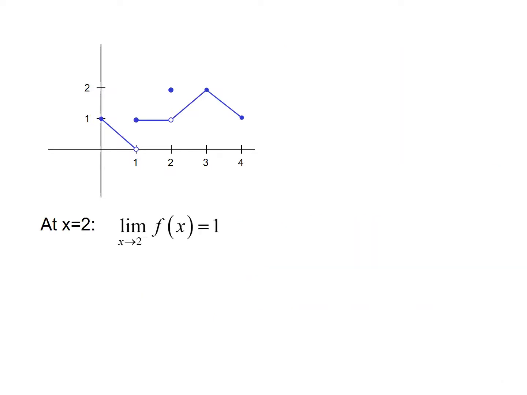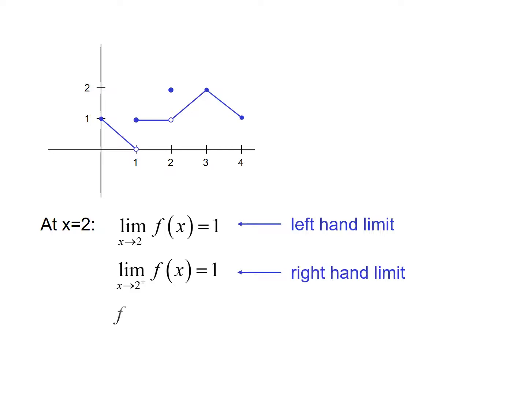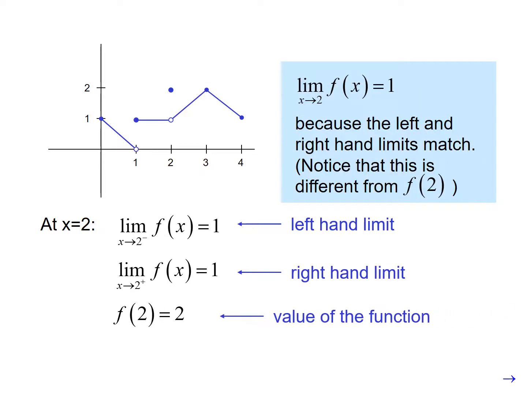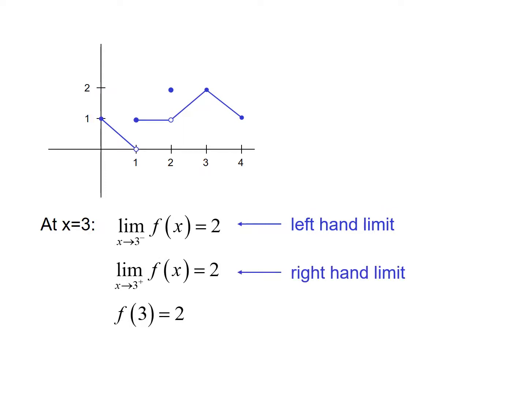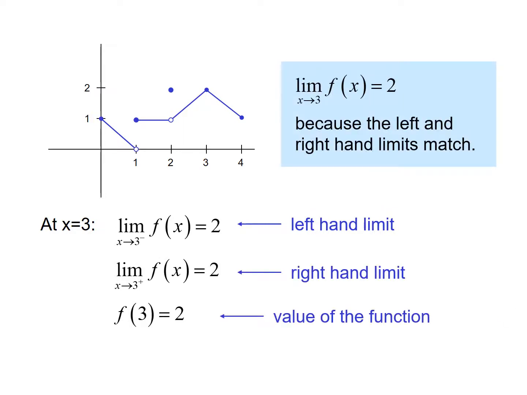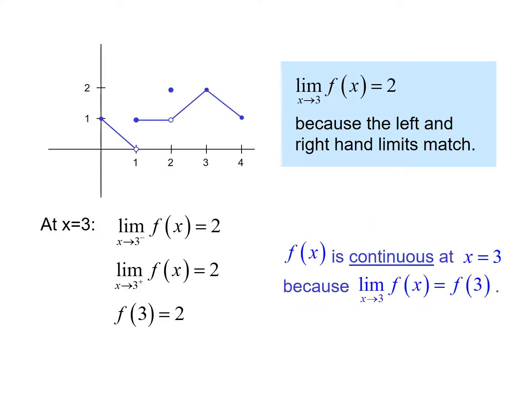At 2, the left-hand limit is 1, the right-hand limit is 1, the value of the function is 2, and we would be able to say that the limit does exist, the limit equals 1, because the left-hand and the right-hand limits are the same. Remember, the limit does not depend on the value of the function. At 3, the left-hand limit is 2, the right-hand limit is 2, the value of the function is 2, so we would say that the limit as x goes to 3 of f of x is 2. And we could make one more statement here, which is to say that the function is continuous. A function is continuous if the limit and the value of the function are equal to one another.